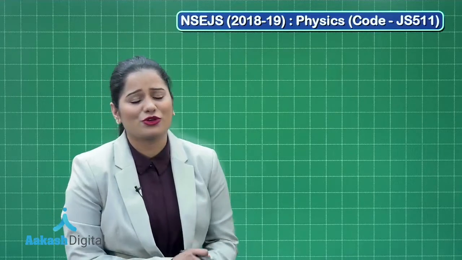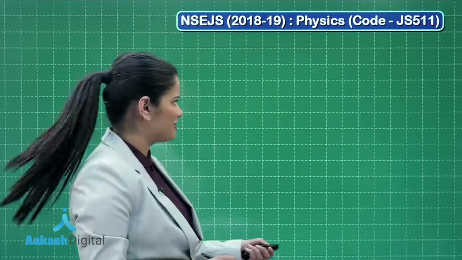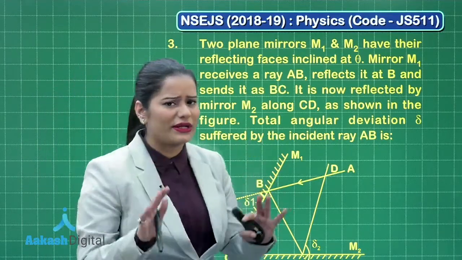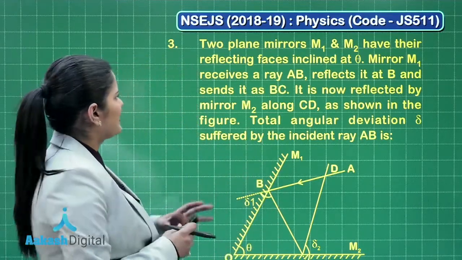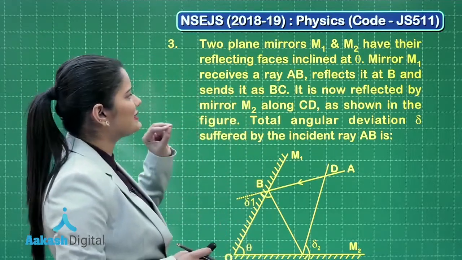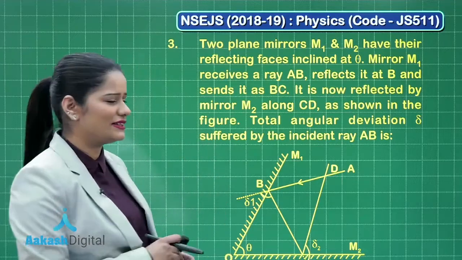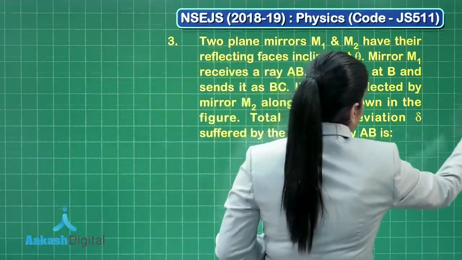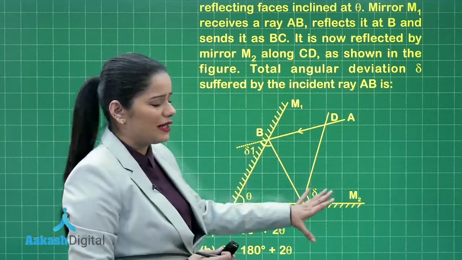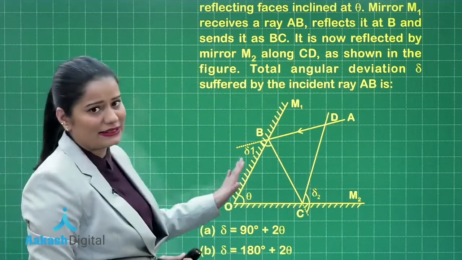Hey, so it's time to take up the solution for the next question. Here we have this question which talks about plane mirrors. Let's read the question for more clarification. This says two plane mirrors M1 and M2 have their reflecting faces inclined at theta. So let's have a look at the figure. Here we have this figure in which two plane mirrors M1 and M2 are inclined at angle theta.